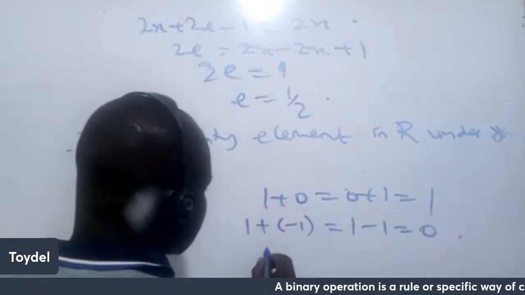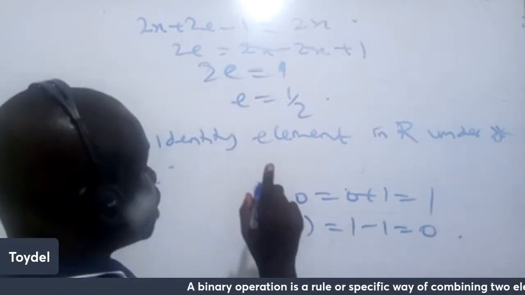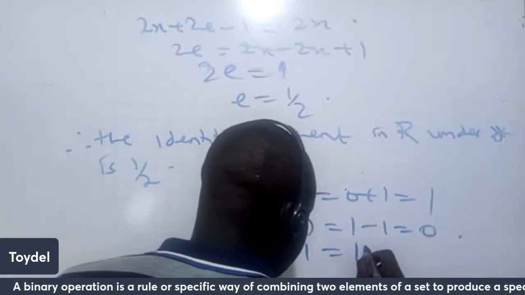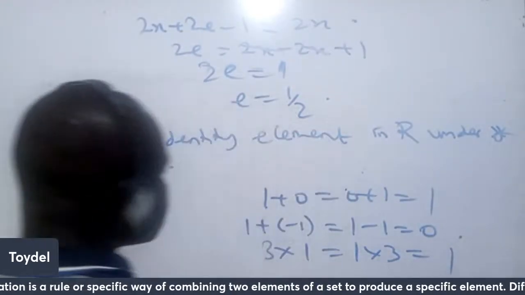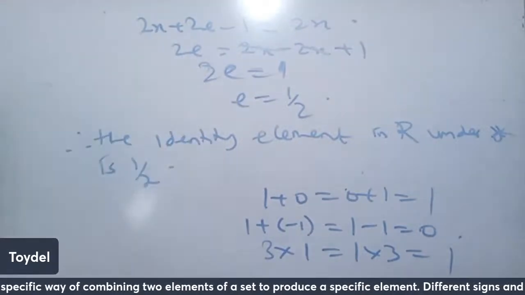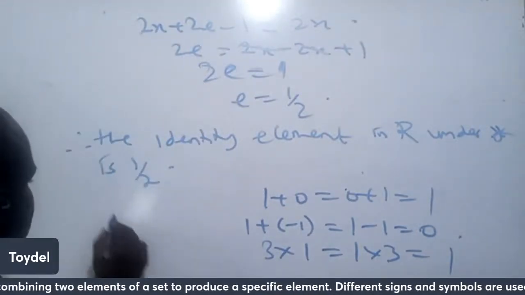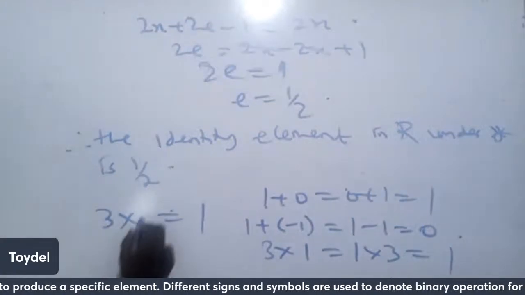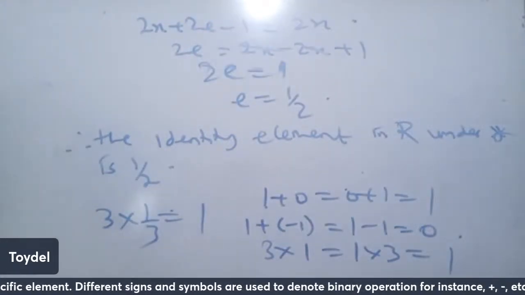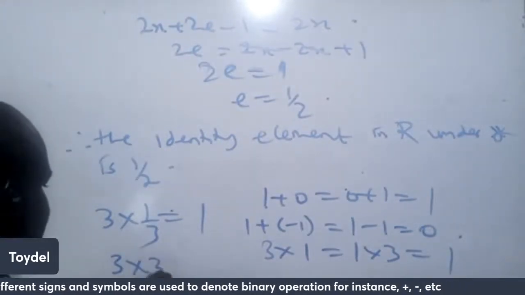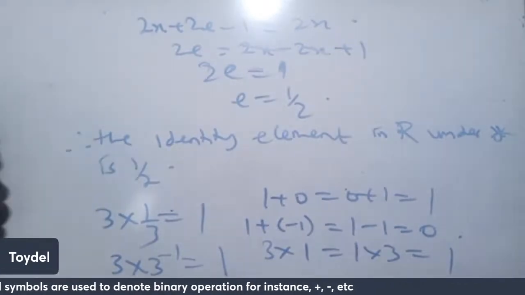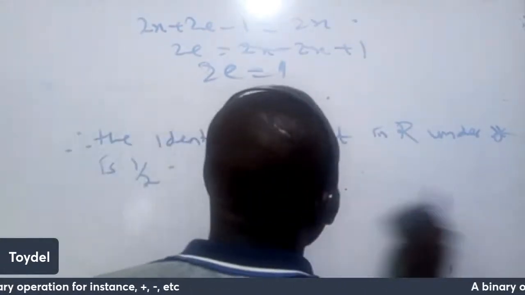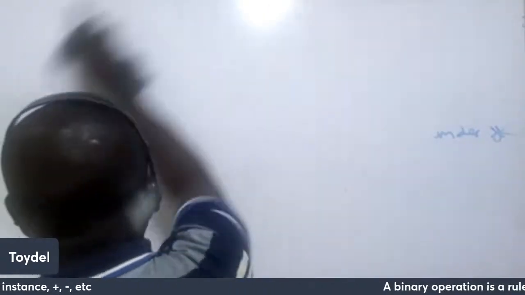Under multiplication, I said the identity element is 1. That is, 3 times 1 is the same thing as 1 times 3, and it's equal to 3. So what will be the inverse of this 3? What am I going to multiply with 3 that will give me 1? That's the inverse, and that will be 1 over 3. So 3 multiplied by 3 raised to power minus 1 is equal to the identity. So that is just a simple explanation of the inverse element.